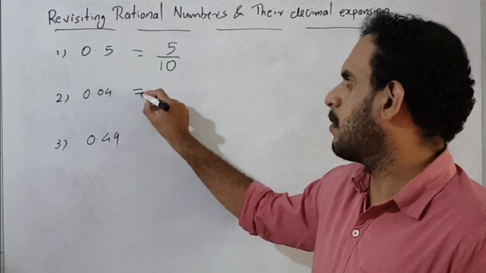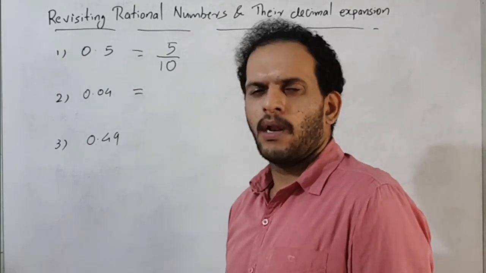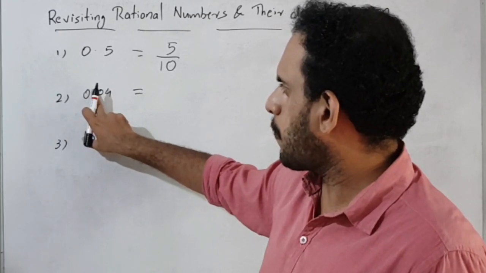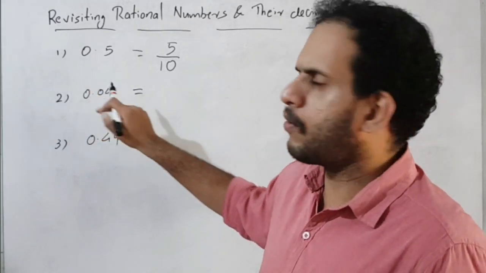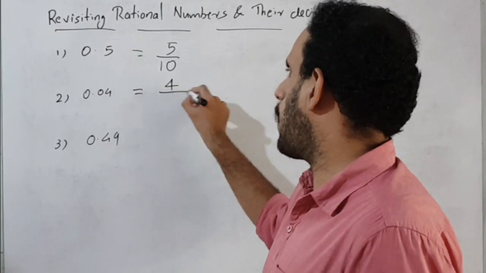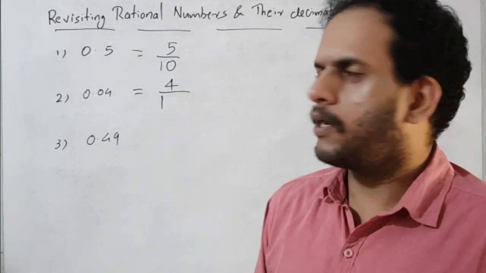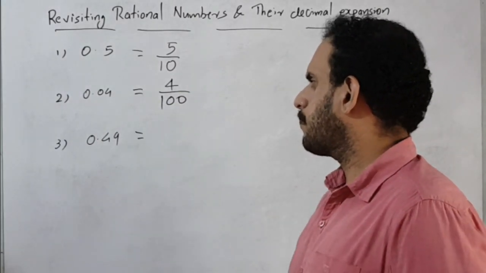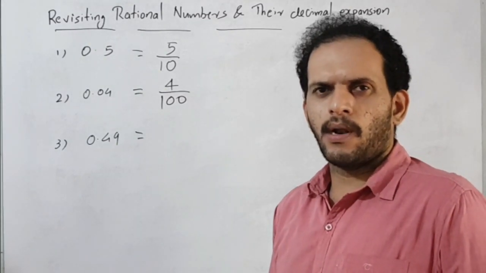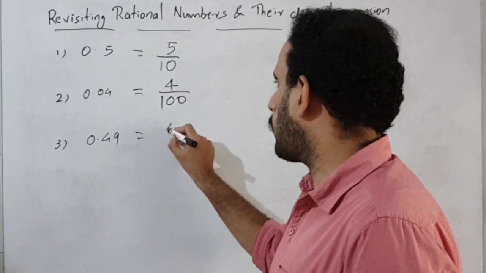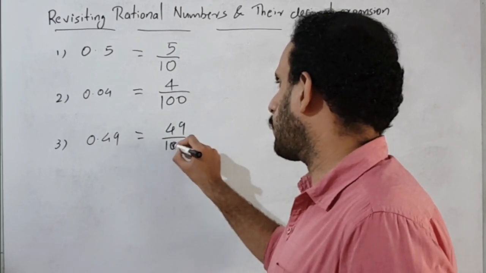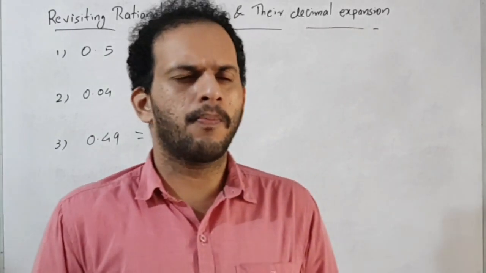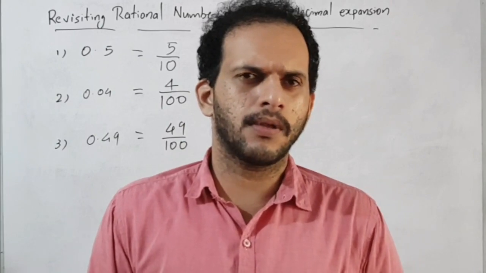Then 0.04. How do we write it? We avoid the decimal point, then what is the number? 0.04 is the same as 4 by a denominator. How many zeros does the denominator contain? The denominator contains 2 zeros because we put the decimal point after 2 digits. Then 0.49. 0.49 is also 49 by 100. Correct? Now we have converted all the decimal expansions into the form of p by q.